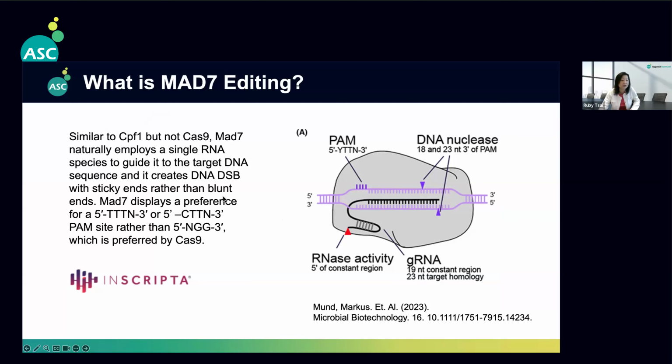But Cas9 actually makes a double-stranded DNA break with blunt ends. So that's the major difference. And another difference is really the PAM sequence. So Mad7 recognizes a different set of PAM sequences from Cas9.